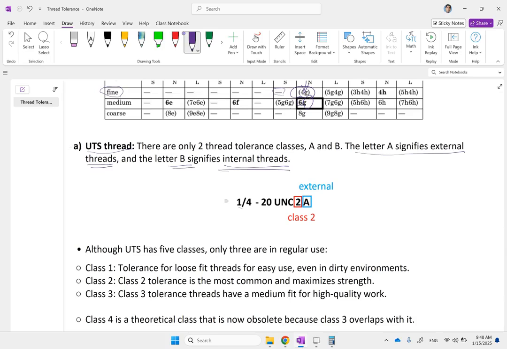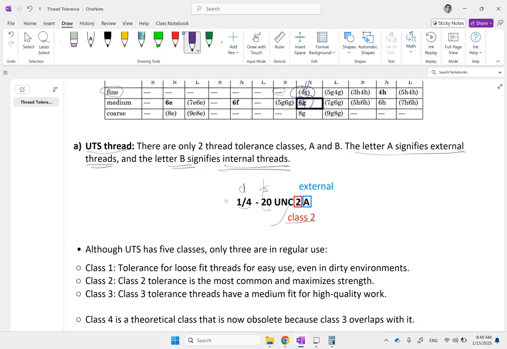So a 1/4 inch, 20 threads per inch. So this is your D. This is basically 1/P. UNC, unified coarse thread. And then what? So this determines the type of the pitch actually. And then class 2, which is medium quality, and it's an external one, it's A.